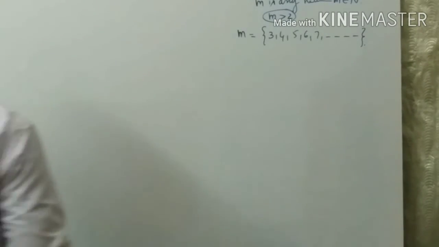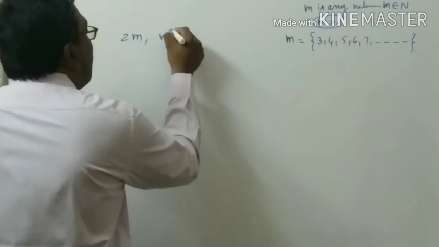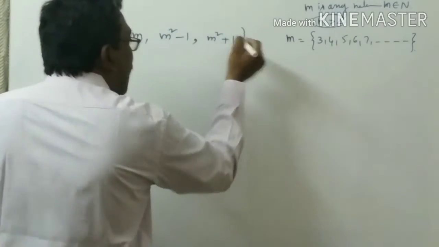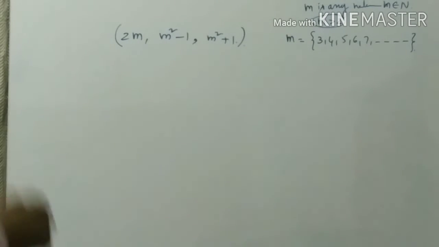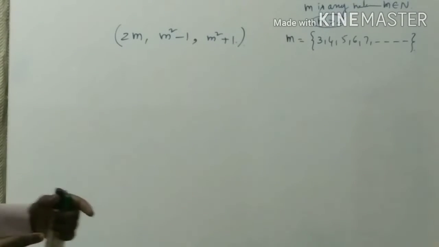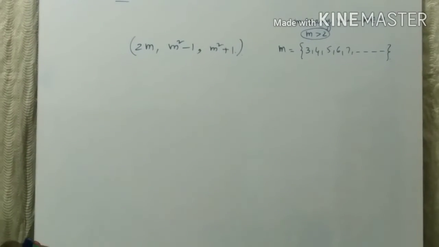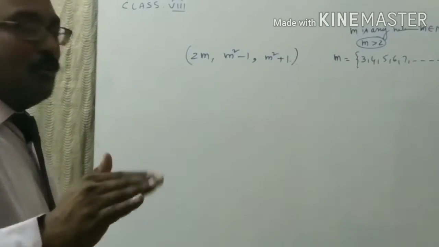Now, if m is like this, then the Pythagorean triplet has the form 2m, m square minus 1, m square plus 1. How is it a Pythagorean triplet? After two or three examples, I will derive it at the end of this video. First we will complete the numericals, then we will go with variables, then it will be clearer.